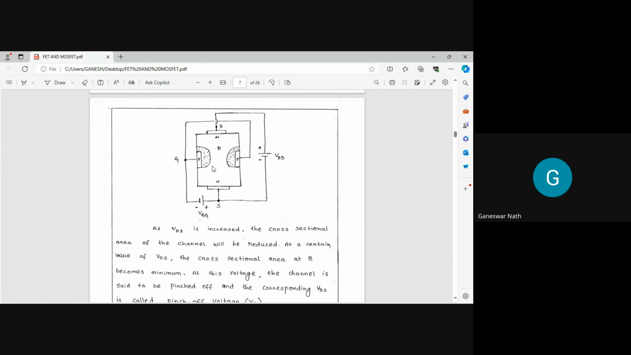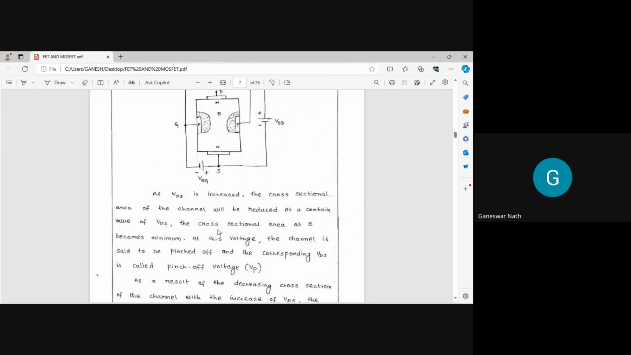Then you can find this is a P channel and this is an N channel FET, because an N channel FET has a P type substrate. Okay. So you must find that as VDS also increases, the cross-sectional area of the channel will be reduced.